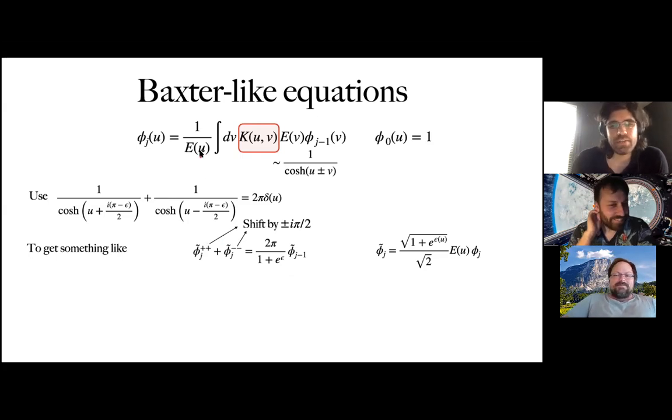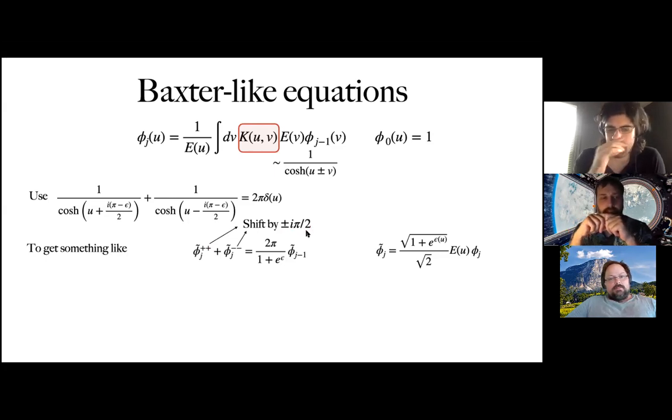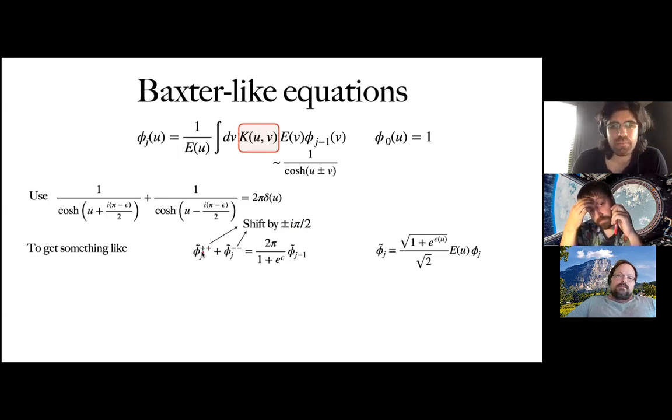Okay, so then it is trivial to get this relation. What appears here is not exactly phi, but phi dressed by some additional functions. But this relation is true, where now plus plus means a shift of i pi over 2. So it's slightly different notation that is often used in the context of integrable models.